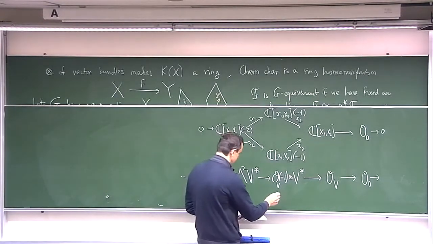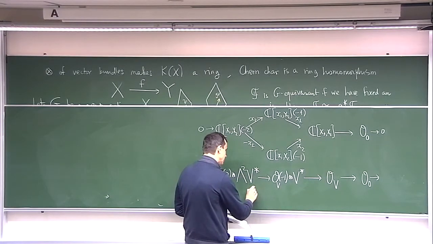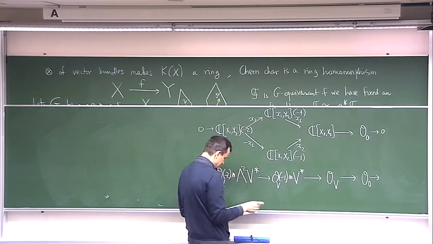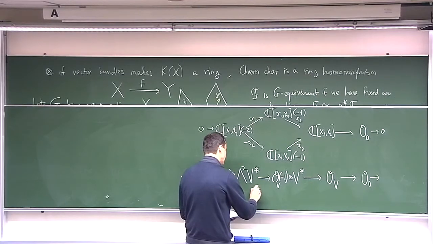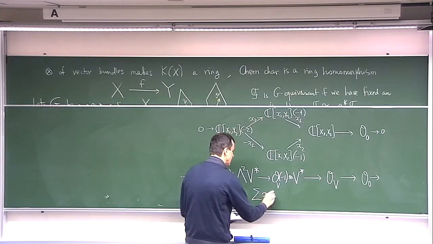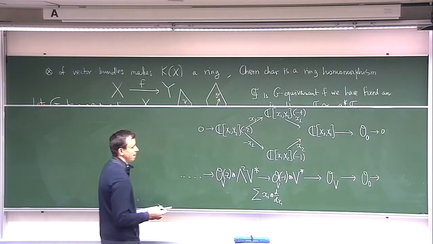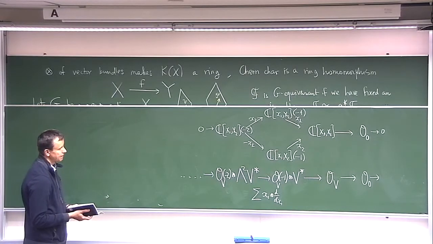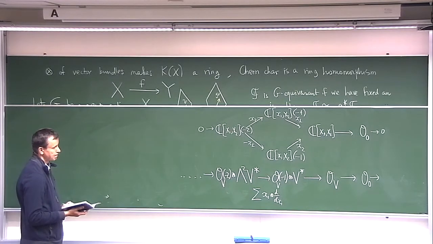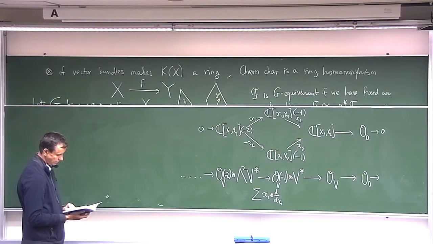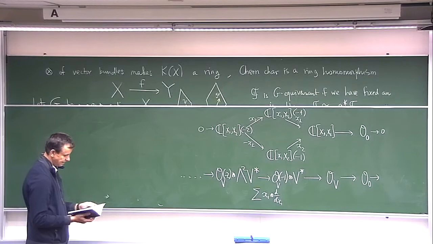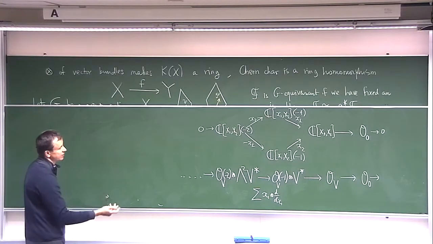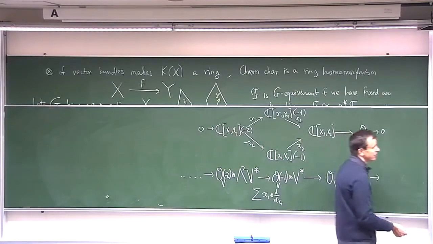Namely, I take summation. What do I take? Right, I take this summation xi tensor d by dxi. So this is the resolution of the structure sheaf at the origin. This is exactly what goes to 0 when we take this quotient.